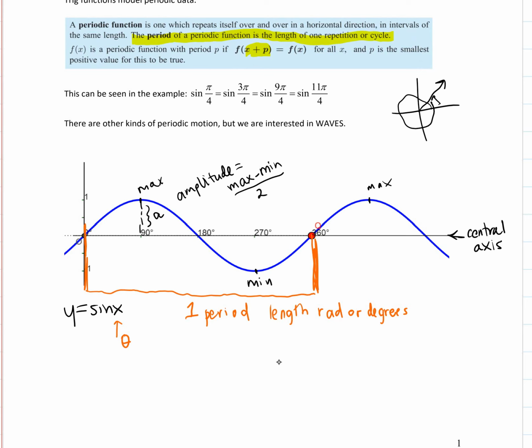All right? So here are some things about the wave that you need to know. I already said there's a central axis. Sometimes that's called a principal axis. And then the max and the min are equidistant from that. When we take the distance and divide it in half, then we get the amplitude. All right? So those are some key features about our graph so far.